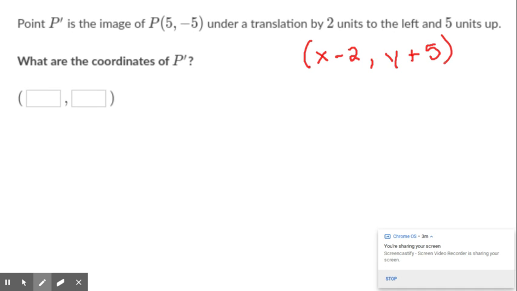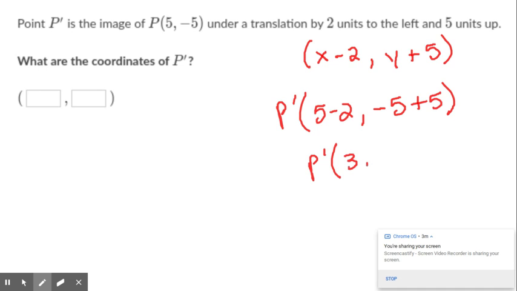So now, without having a coordinate plane in front of me, I can simply take these coordinates. The old x coordinate used to be 5. Now I have to subtract 2 from it. The old y coordinate used to be negative 5. Now I have to add 5 to it. So I clean this up. P prime, 5 minus 2 is 3. Negative 5 plus 5 is 0. So my answer for P prime should be at (3, 0).